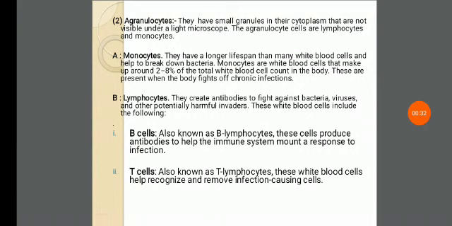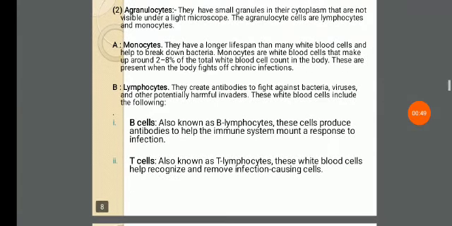So what are basically agranulocytes? Agranulocytes are lymphocytes and monocytes. They have small granules in their cytoplasm that are not visible under a light microscope. They have two types, monocytes and lymphocytes.